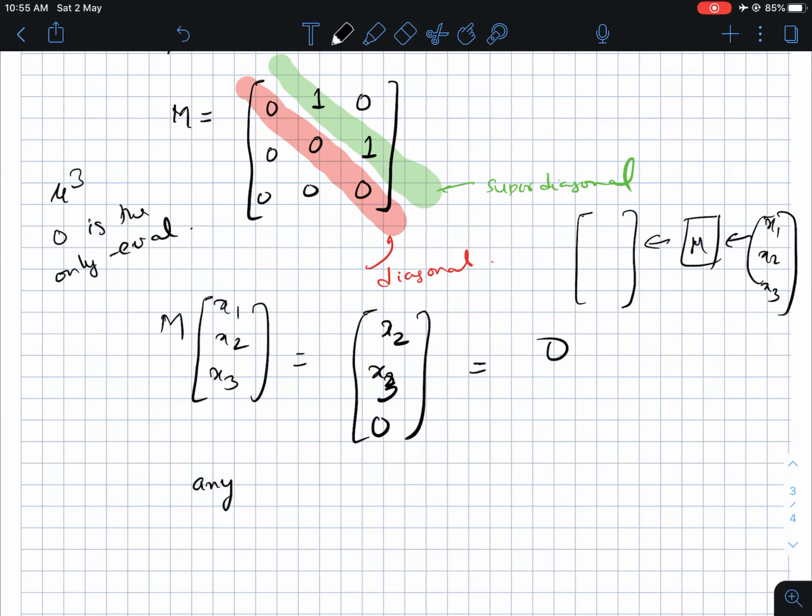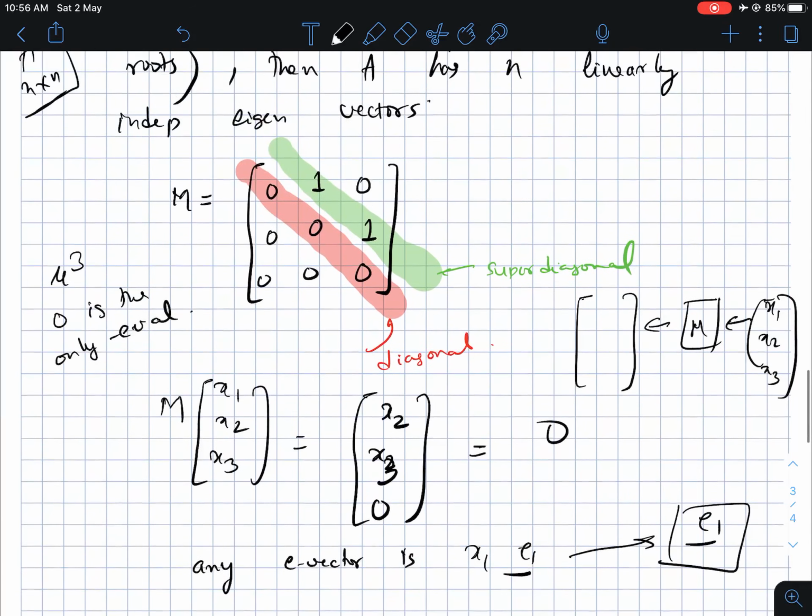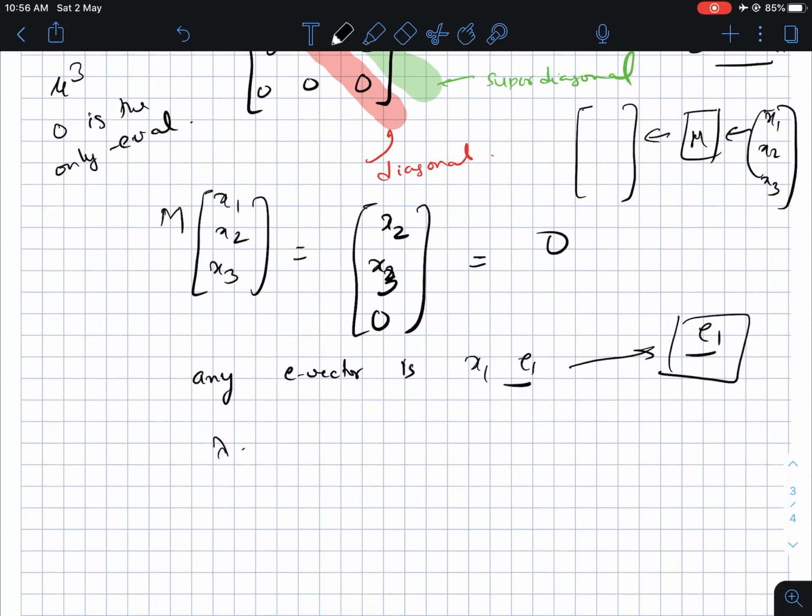So any eigenvector is x1 times e1, any multiple of e1. That means the only unit eigenvector is e1. So it's a 3 cross 3 matrix with only one eigenvector, and that eigenvector is e1, and 0 is the only eigenvalue. So in this case, for lambda equal to 0, the algebraic multiplicity is 3, but the geometric multiplicity is 1. There is only one eigenvector.